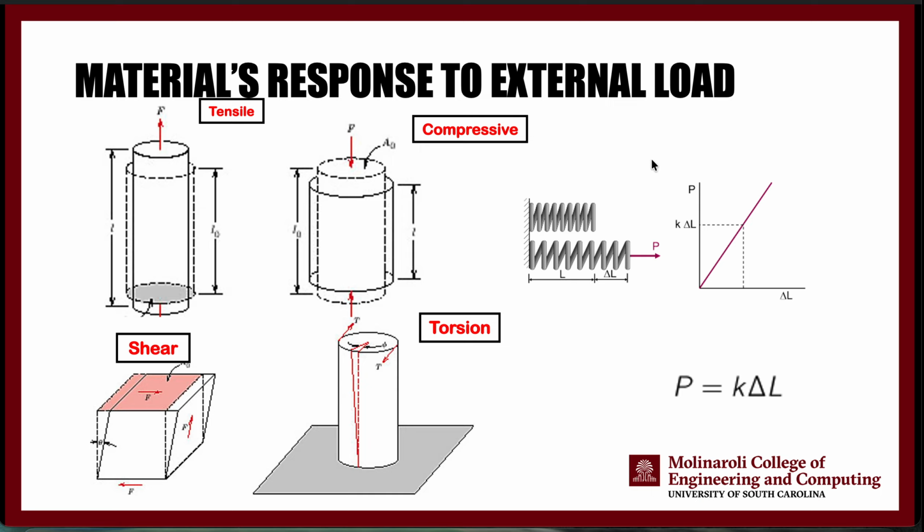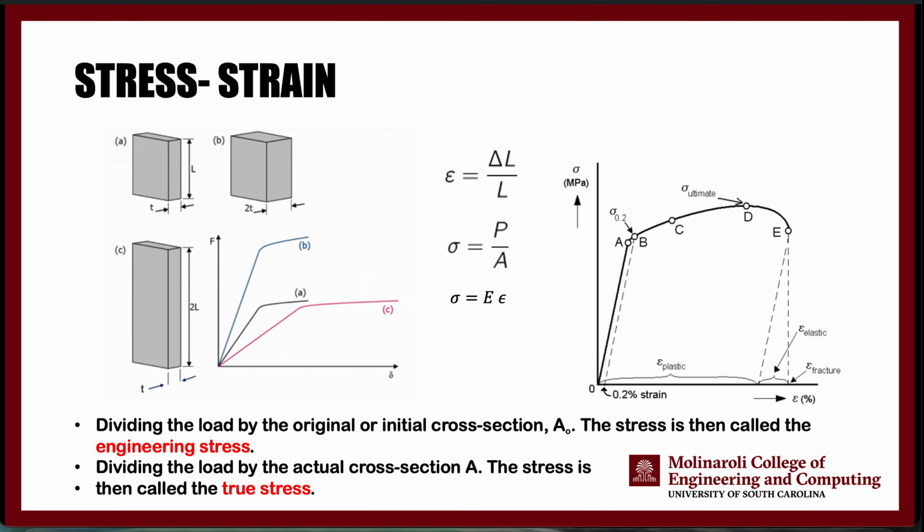The idea is in the elastic region, the deformation of the material, essentially this change in length, delta L, is related to the applied load through Hooke's law. So essentially, load is equal to the spring constant multiplied by delta L. When you bring this into materials and applied load, this will become stress is equal to modulus of elasticity multiplied by strain. This is only true for the elastic region, right?